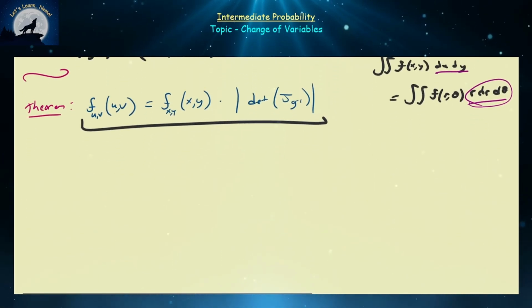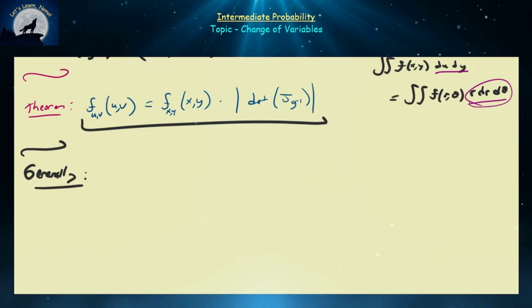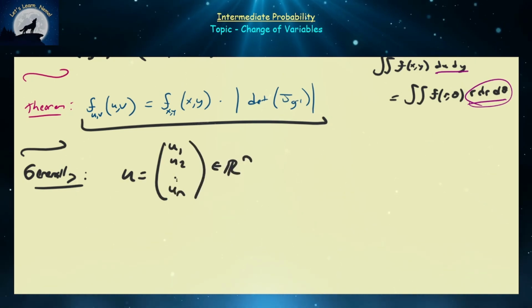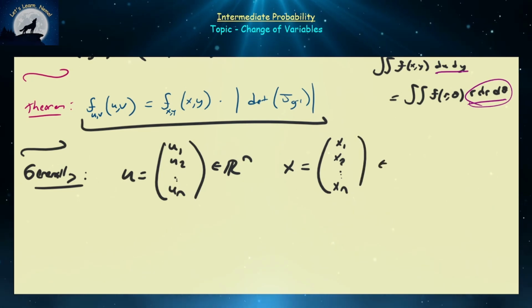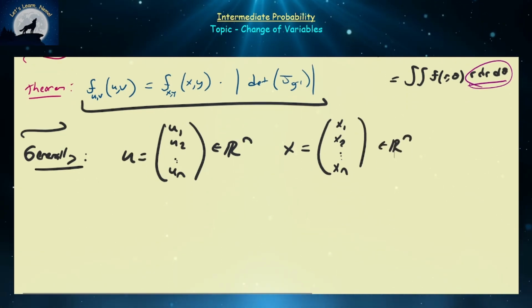So if I want to extend this to multiple variables, can I easily do that? Hopefully the answer is yes. Generally speaking, we can have the following. Let's assume that we have new coordinates, u1, u2, down to un, and obviously that's going to be an element of n-dimensional R space. And we also have x, our old coordinates, let's say x1, x2, down to xn, and that obviously is going to be also a member of n-dimensional R space.